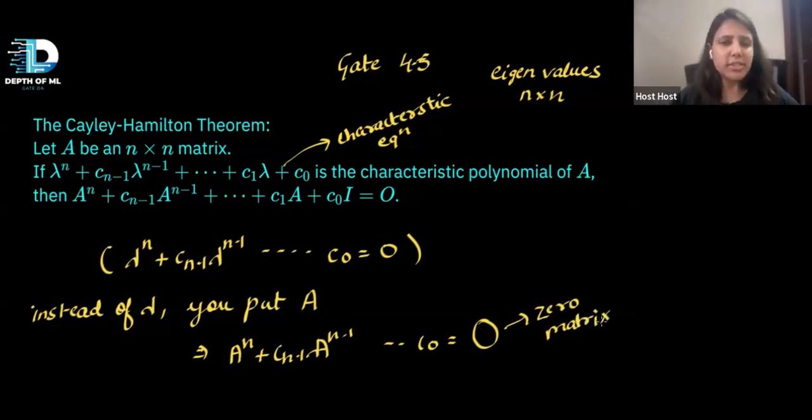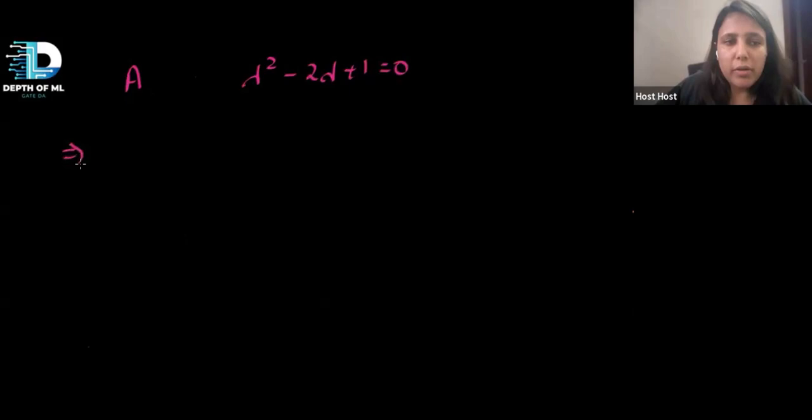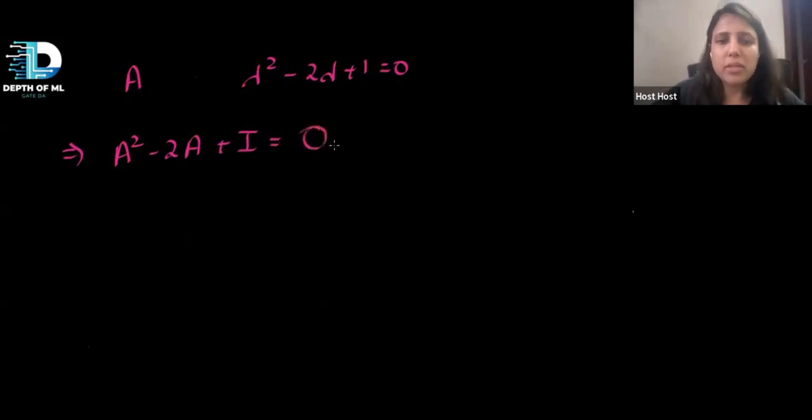So it's just a statement. I will suggest you please go and verify this. I will not do the verification here, but we'll do some questions on this. For example, suppose there is a matrix A, and I am given that this is the characteristic polynomial for it. If I do A square minus 2A plus the identity, then it will give me the 0 matrix. This is all this is saying.